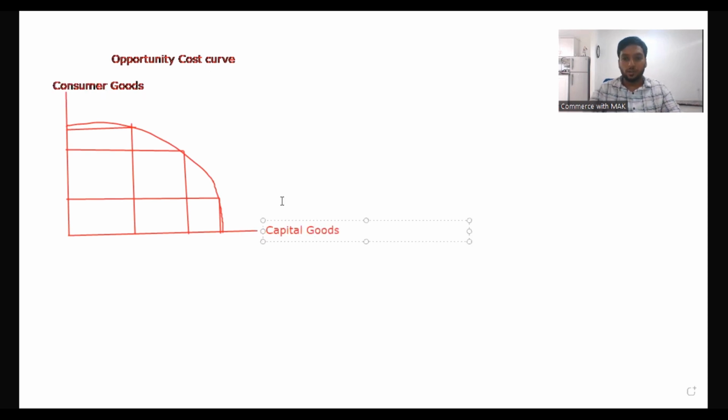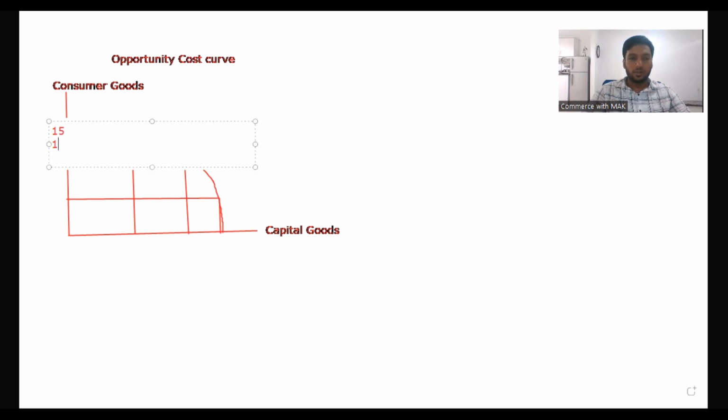Now, what you need to know when it comes to opportunity cost: when you gain something, you are losing something. That's what opportunity cost is. So you know the meaning of opportunity cost: the next best alternative foregone. So I'm going to take here 15. Then I'm going to take here 12. And I'm going to take here 5. Okay. I know my curve is crooked, so I'll use it in a way where you can understand.